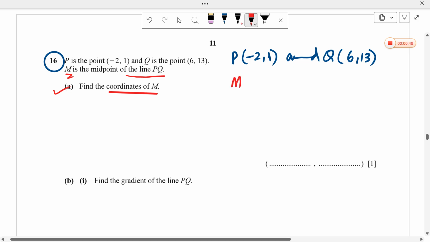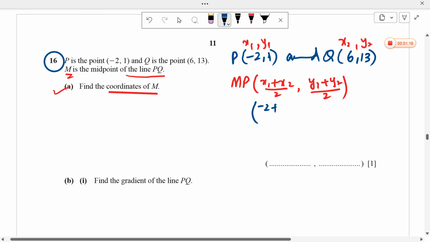And you know very well the formula of midpoint is x1 plus x2 divided by 2 and y1 plus y2 divided by 2. So we know x1, y1, and the second is x2 and y2. Now x1 is minus 2, x2 is 6, divided by 2. Now y1 is 1 and y2 is 13 over 2. Now minus 2 plus 6 is 4 divided by 2, and 1 plus 13 is 14 divided by 2.